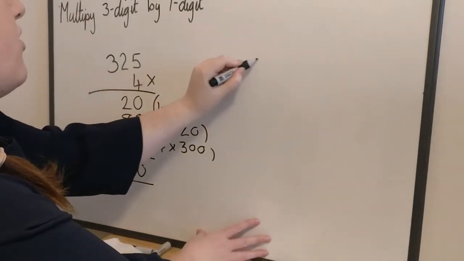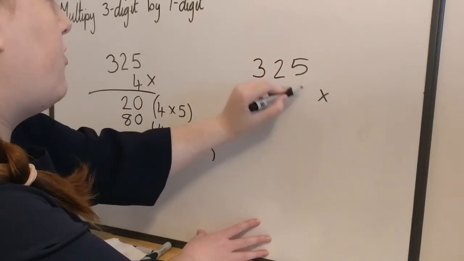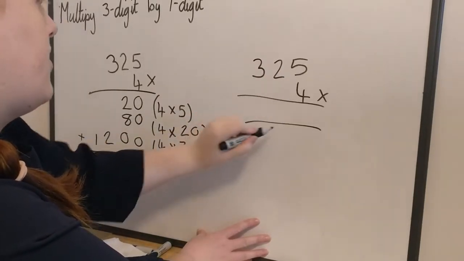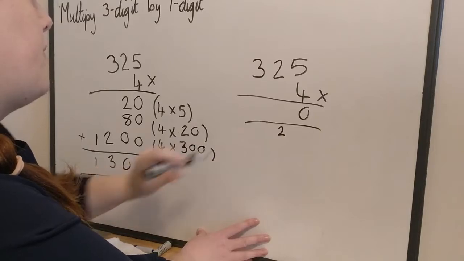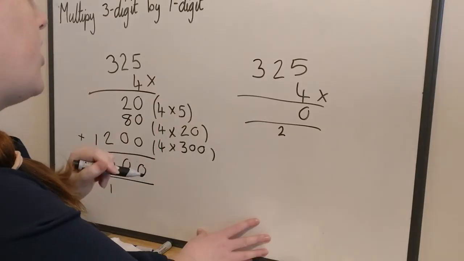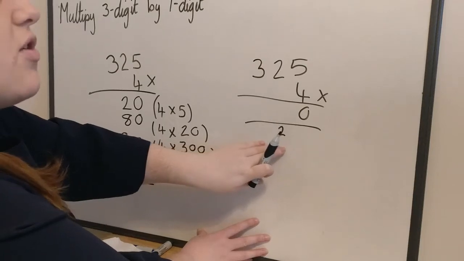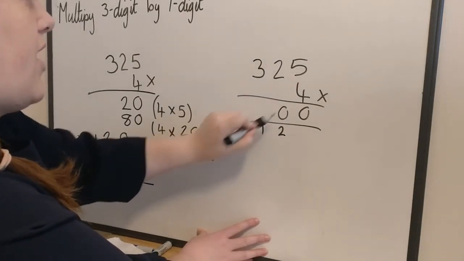So 325 times 4. Well, first it's 4 times 5, that's 20. So I've carried the 2 down here. Next, 4 times 2, that's 8. But I've got to add the 2 that I carried, so 8, 9, 10. Again, I've carried the 1.